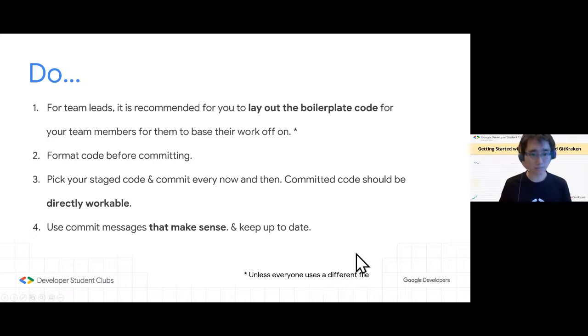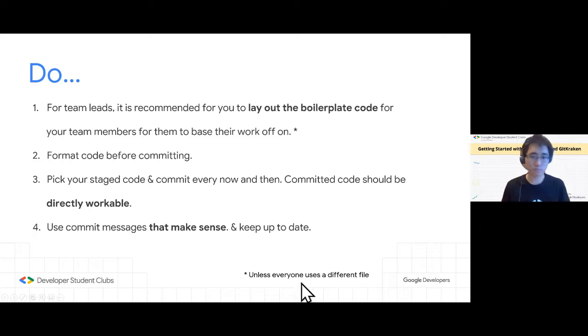Then please do pick your stage code and commit every now and then. What is picking? It means that just now I said that in GitKraken you can select which line you want to commit, right? So this is code picking. And then you commit every now and then. Your committed code should be directly workable, so when people want to roll back, they will have a directly workable version and not something like, oh, this one I think I patched in that one. And then, why doesn't my code compile, right? So it actually defeats the purpose of having version control already.